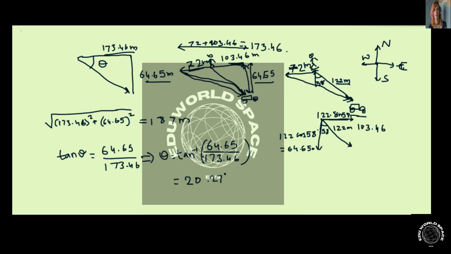Hence, we want to move 187 meters at an angle of 20.27 degrees south of east. As you can see, this is the eastward direction, and this angle rotates southwards from east. Hence, this angle is south of east.